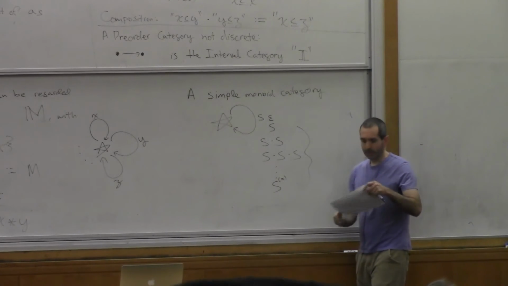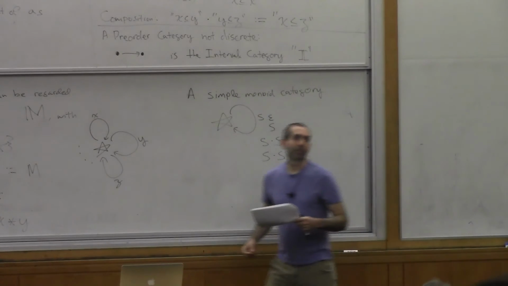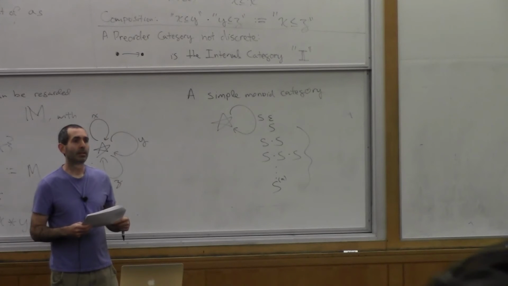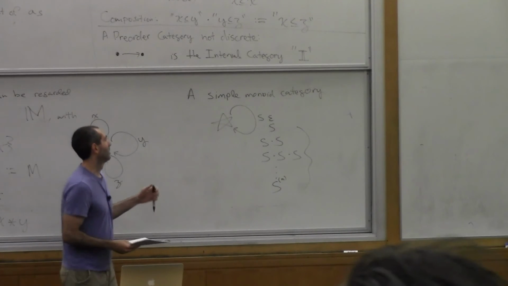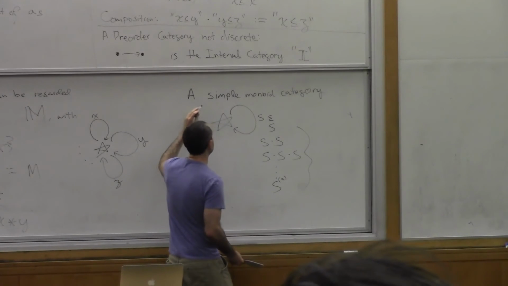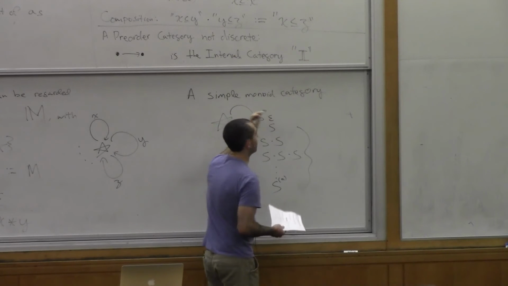Okay. So, question? What distinguishes s from the identity arrow? Because they're both going from star to star. Yeah, so remember our little goal here, I didn't write it down, I guess I should have, was to define a simple monoid category that's not discrete.